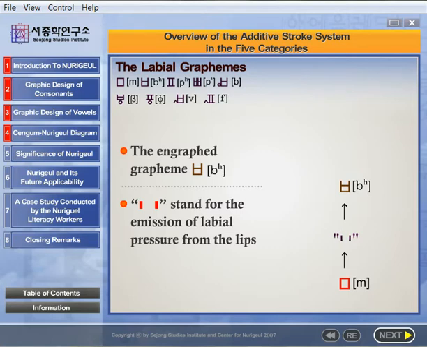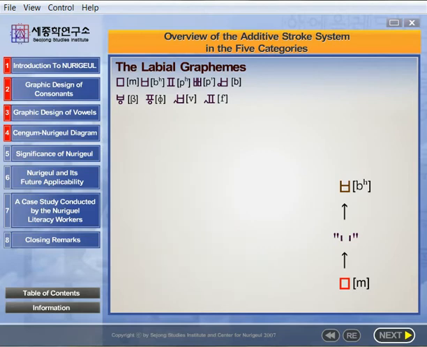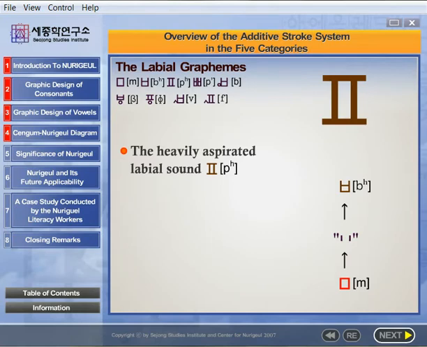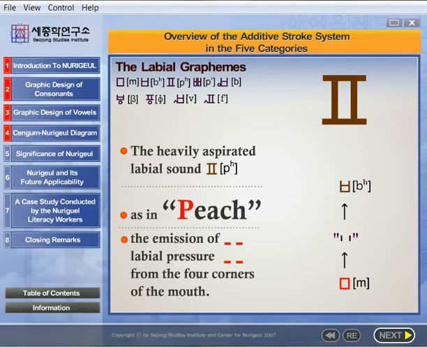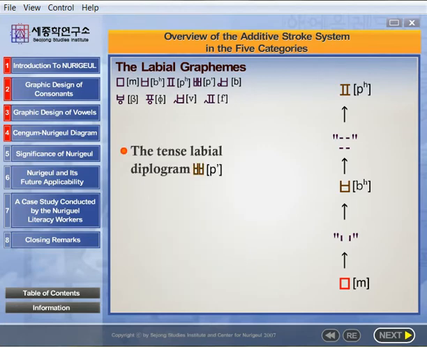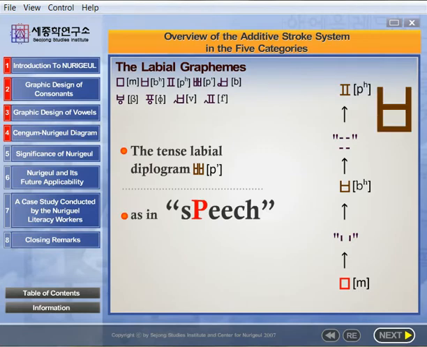This sound is between the English B and P. The heavily aspirated labial sound, P, as in peach, is formed by adding strokes symbolizing the emission of labial pressure from the 4 corners of the mouth. The tense labial diplogram, B, as in speech, is formed by writing B side by side.